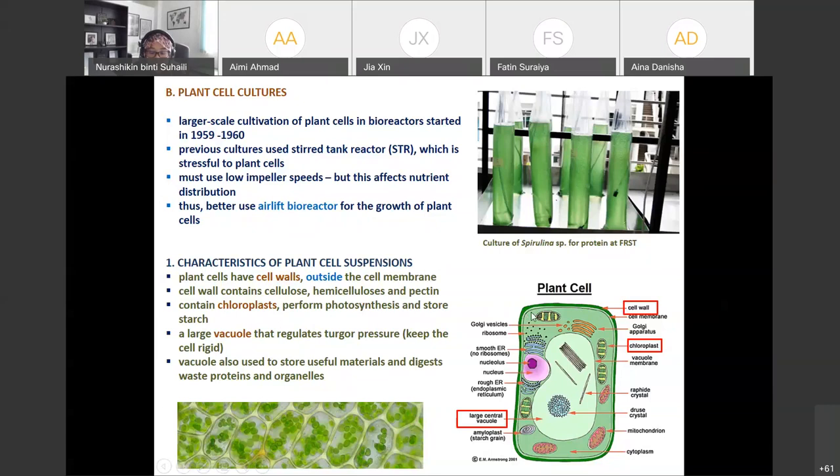Okay, cell wall, what is inside the cell wall? There is cellulose, hemicellulose and pectin. There is also chloroplast that makes the plant cells green in color, right? The large vacuole is used to store useful materials and digest waste proteins and organelles. So before you grow plant cells, you should understand very carefully the characteristics, including the plant cell structure and so on. While working with plant biotech for your FYP, you should take note of all this basic information. Although it is just basic biology, you should understand it well in order to know how to grow it well later.